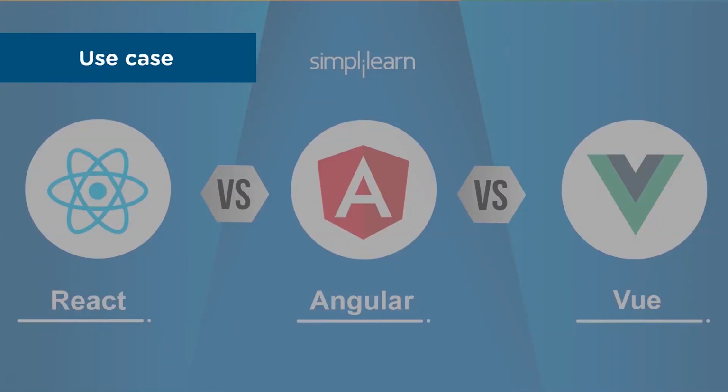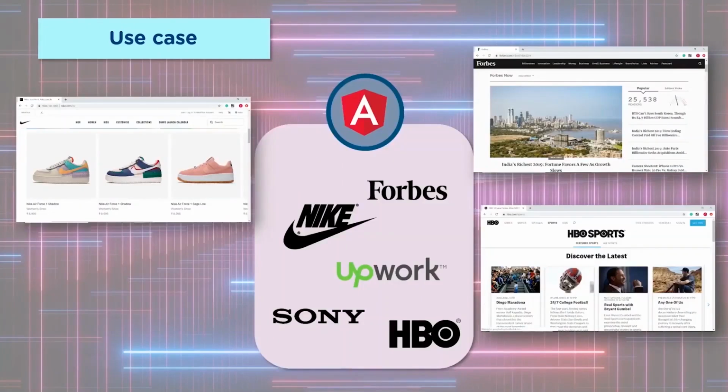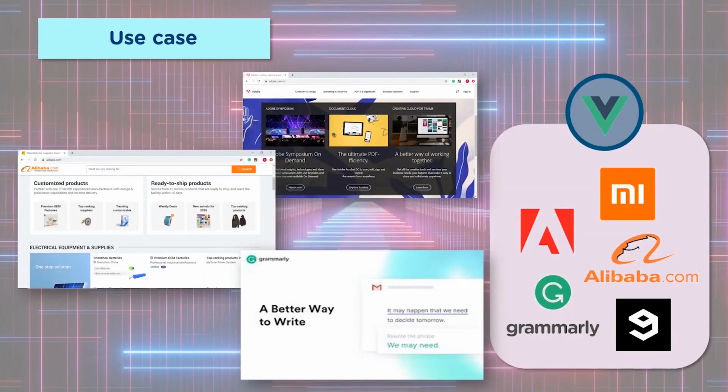Moving on, now let's look at the use cases from the business perspective. In terms of React, we have top websites like Facebook, Instagram, Netflix that use React. On the other hand, we have Angular that is used by Nike, HBO, Forbes, Sony. And Vue is commonly used by Alibaba.com, Grammarly, 9gag and Adobe.